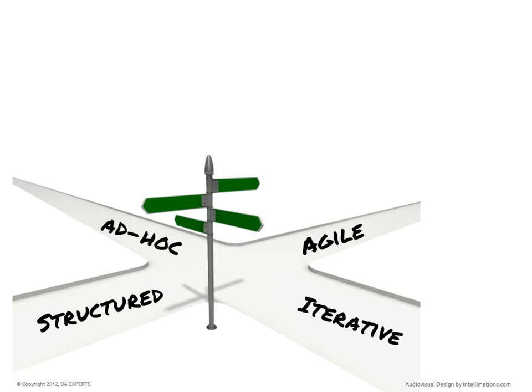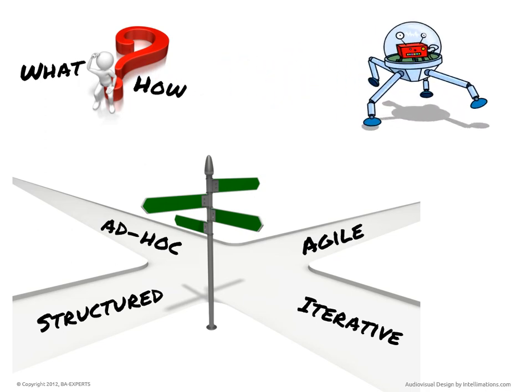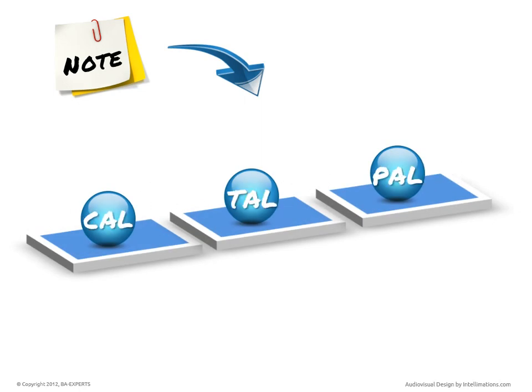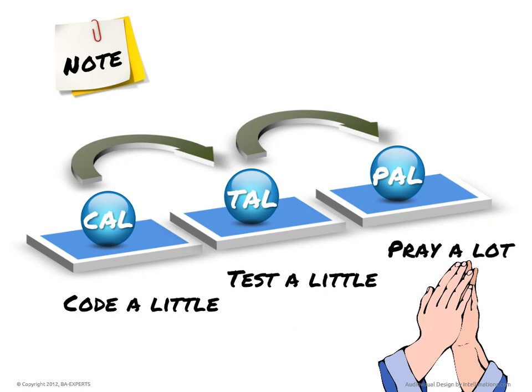The ad hoc, aka chaotic approach, assumes you have very little knowledge of what you're doing or how to get it done. This approach is essential when a revolutionary new technology is introduced. There are no clearly defined activities or deliverables, and work progresses in a whatever needs to get done flow. As a side note, the method is often disparagingly referred to as the Cal-Tal-Pal approach: code a little, test a little, pray a lot.